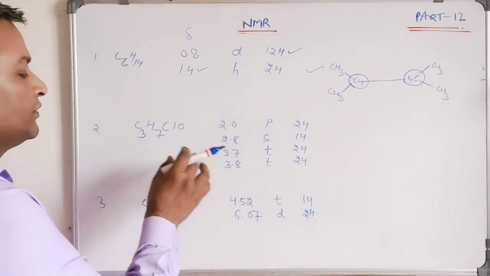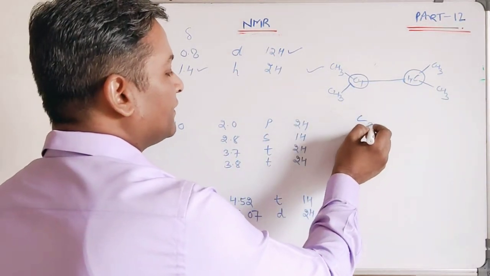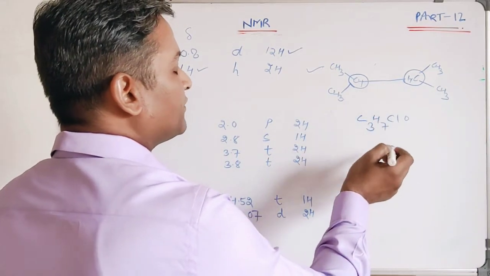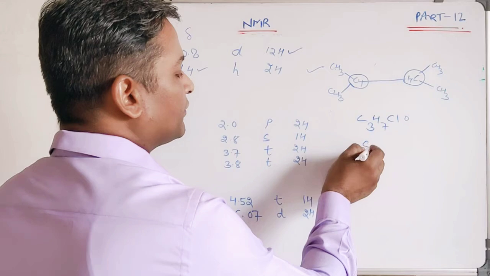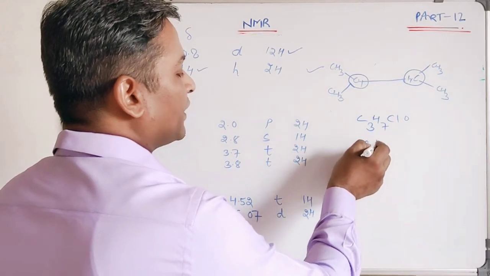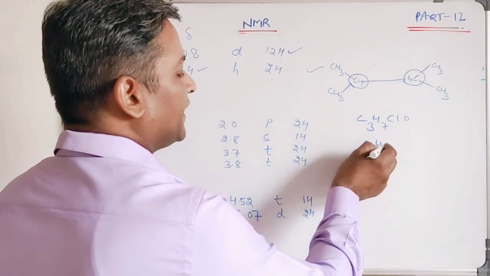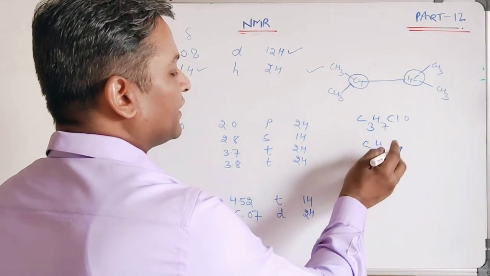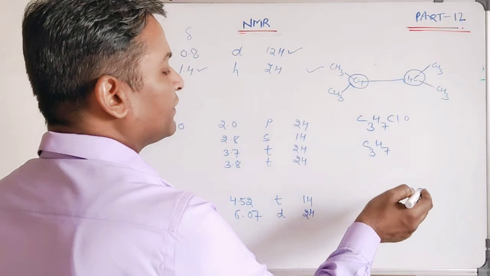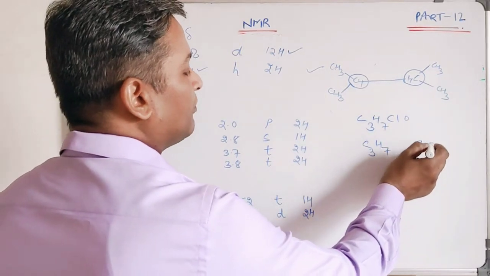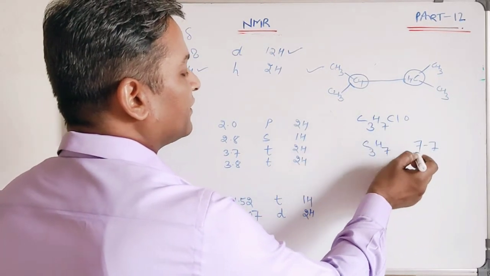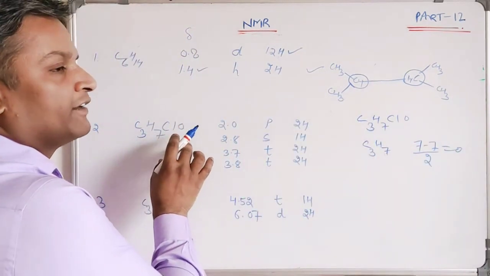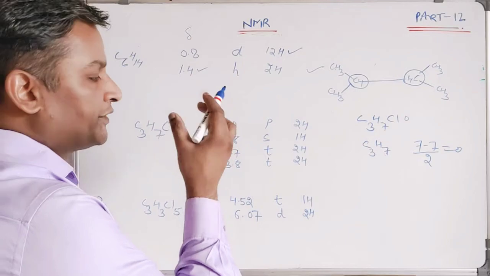Now the second compound is C3H7ClO. What is the degree of unsaturation? For the degree of unsaturation, you take C3, the corresponding H will be 8. There is 1 Cl, so we have to decrease 1 H from it, so it will become 7. So (7 minus 7) divided by 2 is equal to 0. So this compound is also a saturated compound.